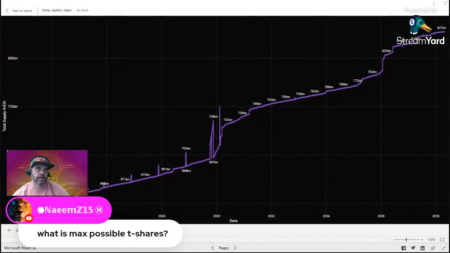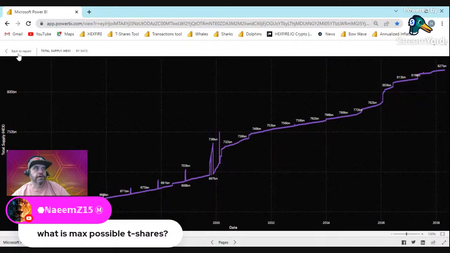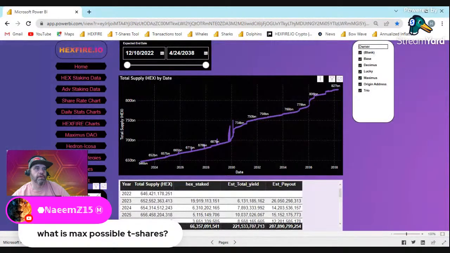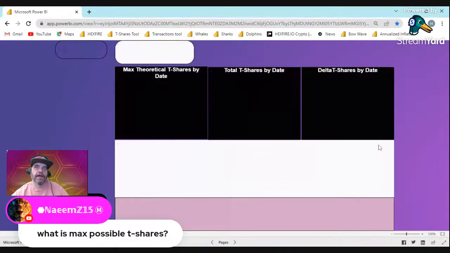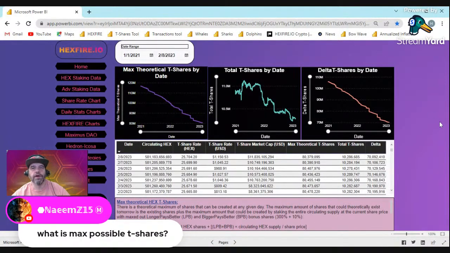Max possible T-shares. Let's see if I can find it on here. I made some changes to how the site operates because I've been trying to curate it more for the newer folks, and I'm in the process of designing a new website and dashboard. So you may look at a lot of this stuff that I have up here and it's kind of antiquated, in that I designed it the way I was thinking about things. I wasn't taking into account the new way of doing things, new futuristic versions.